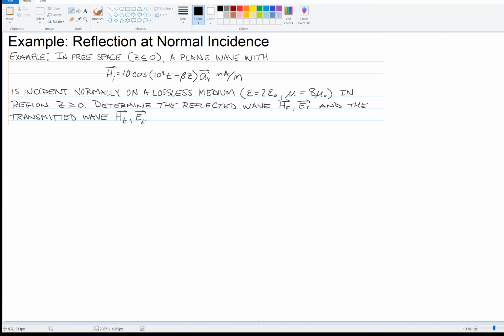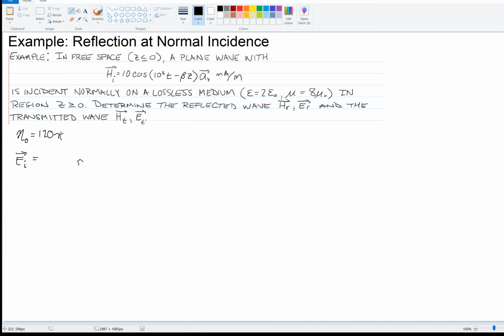All right, so the first thing you'll notice here is that we're given the magnetic field. Usually we work in terms of the electric field, so it might not be necessary, but let's first get the incident electric field. To do that, we'll notice that we're in free space here. So the intrinsic impedance is eta 0, approximately 120 pi. Now the incident electric field is equal to our HI, which is 10 cosine of this, and we're just going to multiply it by eta 0.